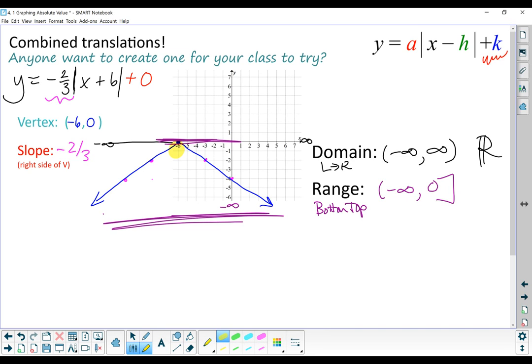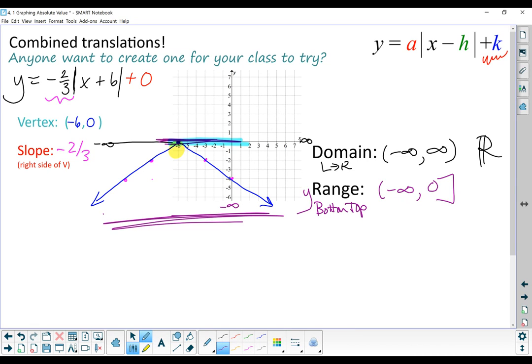But the -6 is a left or a right number, so it's telling us how far to the left of the origin we are. So if we're talking about the range, we're thinking about the height of that, and that is at a height of 0. So range is a y value. Think about it as a height.